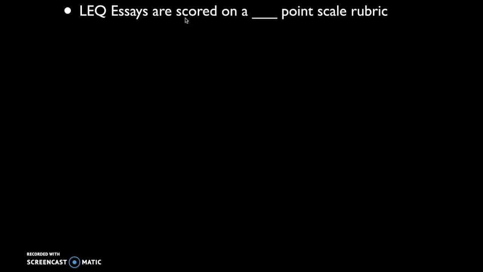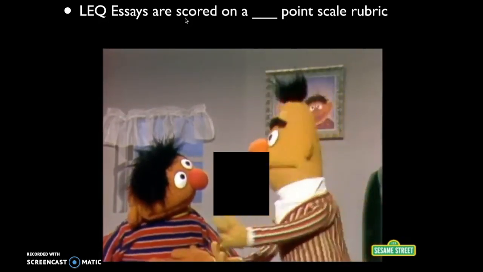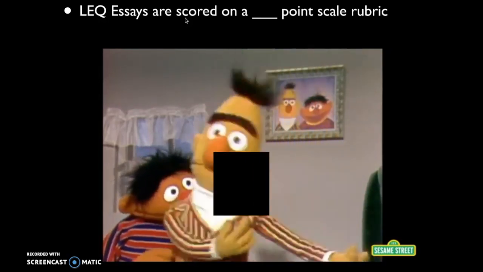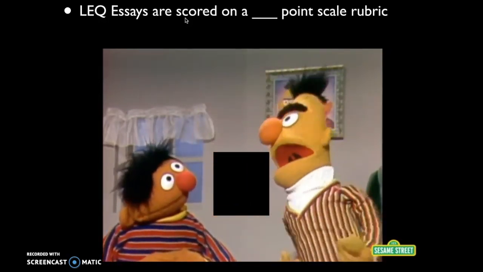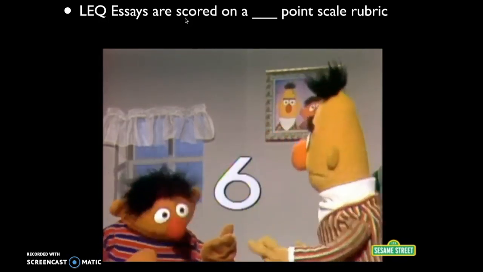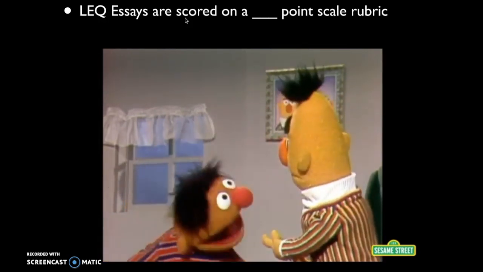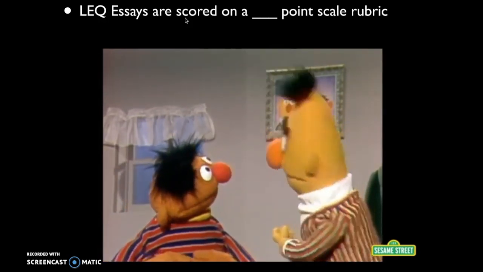Now, LEQ essays are scored on a, what was that number again, Bert and Ernie? When someone says, hey, Bert, pick a number, well, I always pick the one nobody picks. My favorite number is 6. You know, I hate to break this to you, Bert, but 6 isn't anybody's favorite number. That's my favorite number, Ernie.